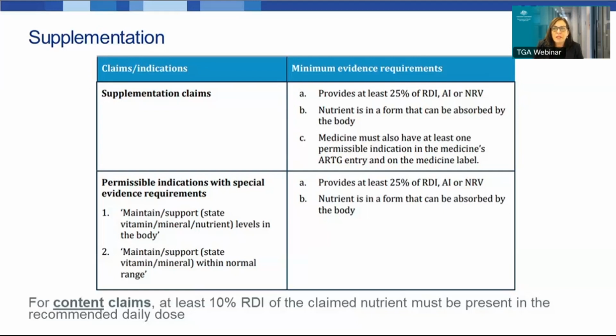We have provided 2 exceptions to this, and these have special evidence requirements. For these, they're listed underneath: maintain or support stated vitamin, mineral, nutrient levels in the body, or maintain or support vitamin, mineral within normal range. For these, the medicine must provide at least 25% RDI of a nutrient in a form absorbed by the body. In addition, when used on a medicine label, there should be a label statement that they can only be of assistance if dietary intake is inadequate.